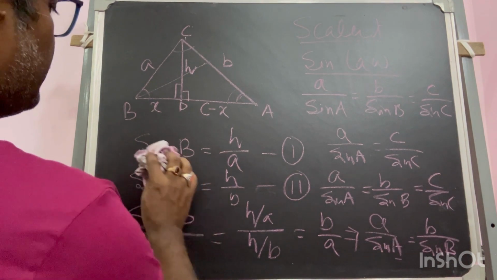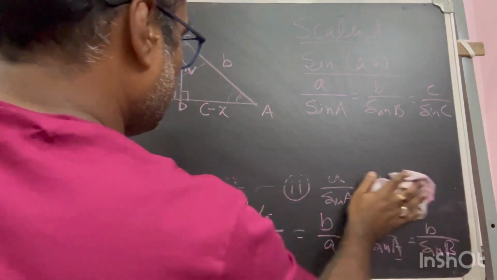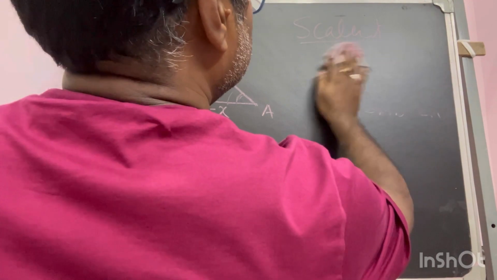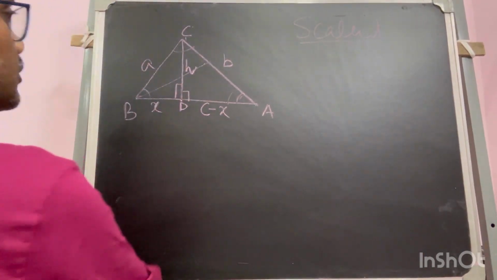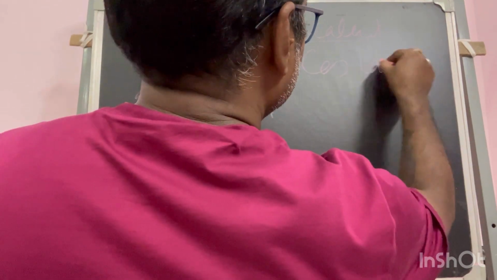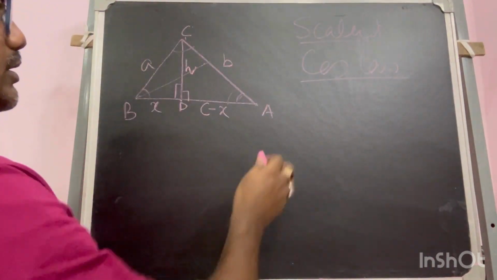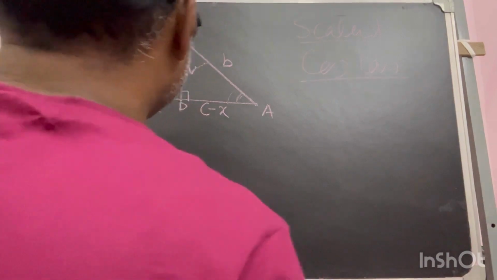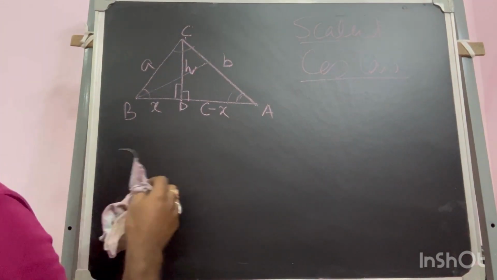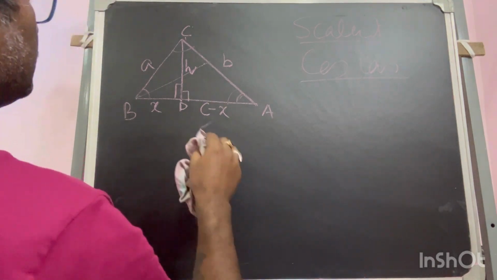The second part of the theory is the cos law. In this there are three relations. So one by one I will prove, and the other two, or the third one, will automatically be proved.